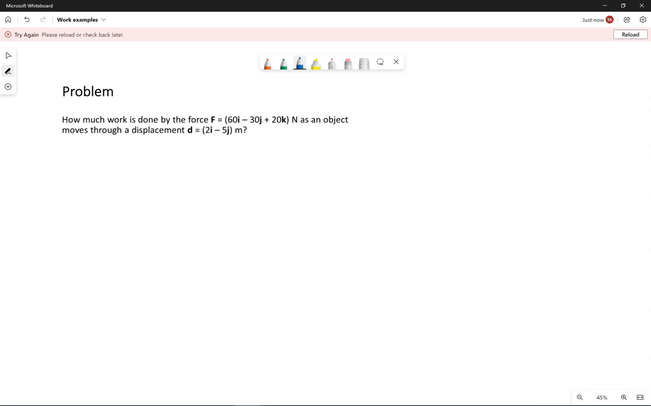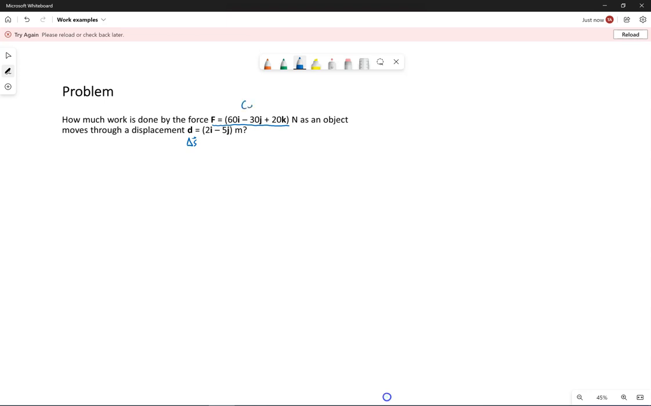So one more example of just simply calculating work. Now, in this case, we're given a force. This force has X, Y, and Z components. Don't let that stress you out. The displacement, it's labeled D. We mean delta S as displacement. It has X and Y components.